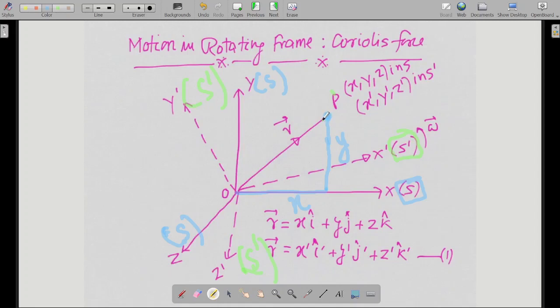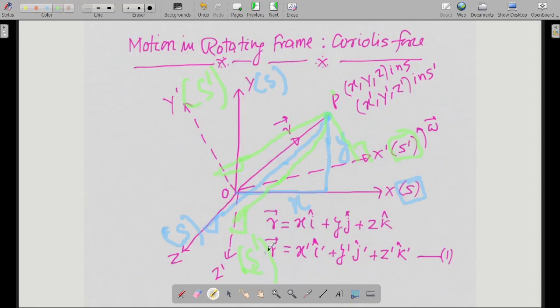The z coordinate is out of the plane, so the point at which this will make a 90-degree angle with the z axis will be your z coordinate. Assume that this is coming out of the plane. Similarly, you must know the concept of coordinates, right? The same point P will have coordinates x prime, perpendicular to this, then y prime, perpendicular to this, then z prime, and over here it will be 90 degrees.